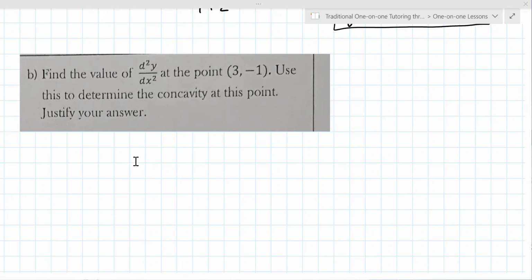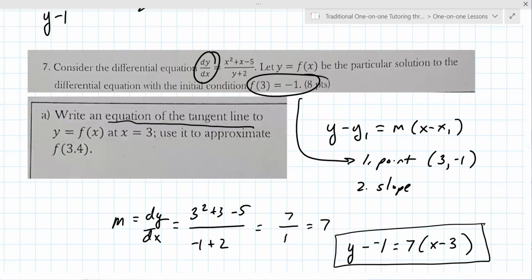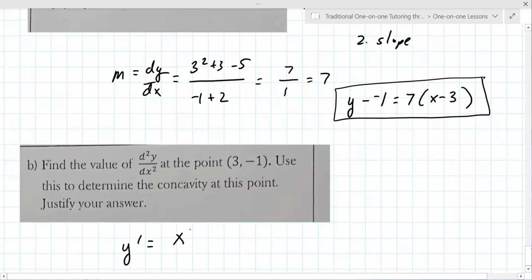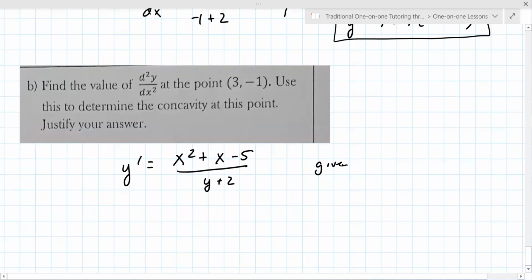The first derivative is given right up here: x squared plus x minus 5 over y plus 2. Let me write it down. To find your second derivative, you have to take the derivative of the right-hand side. That is the quotient rule, which is awful, right? For u over v prime, it's the bottom times the derivative of the top, minus the top times the derivative of the bottom, over the bottom squared.